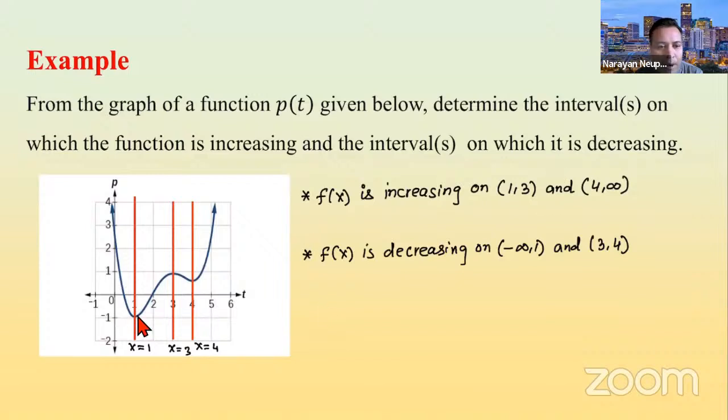It is increasing here, from 1 up to 3, and also from 4 all the way to infinity. So when you're talking about increasing or decreasing functions at your high school level, all you have to do is look at your graph and tell where it is increasing and where it is decreasing. In your calculus class later on, if you happen to take calculus, you'll use a different technique to determine whether the function is increasing or decreasing. But here, it is just looking at the graph. Does that make sense?